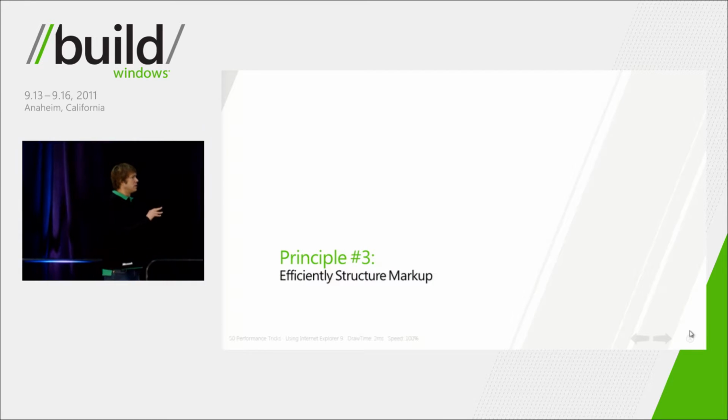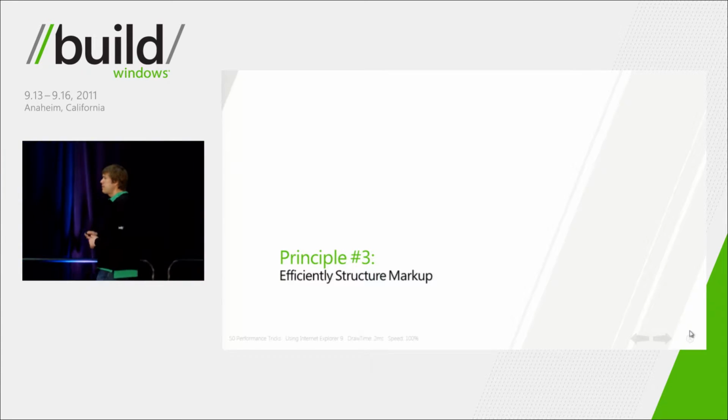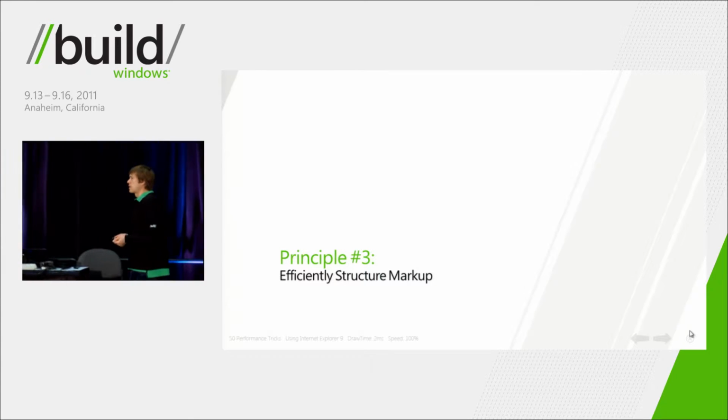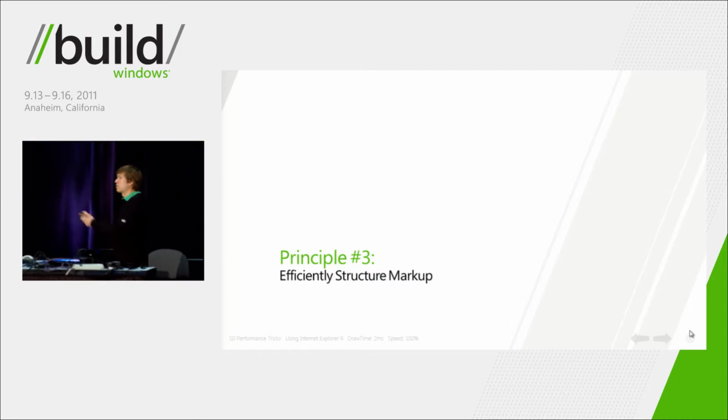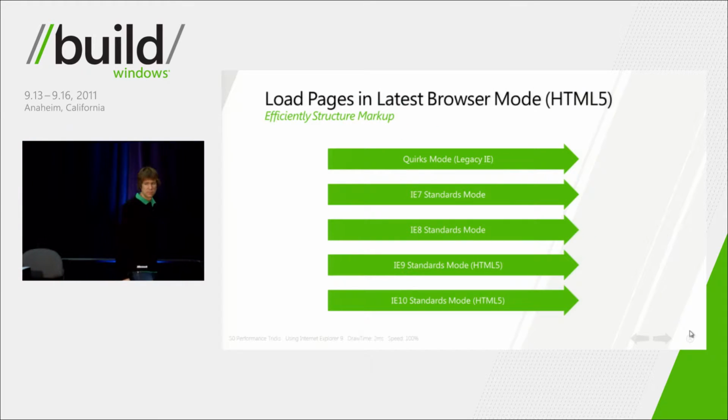OK, so principle number 2 was all about minimizing the bytes that we're downloading. Principle number 3 is about efficiently structuring our markup. So now that we're efficient on the network, we need to make sure that the HTML and CSS that comes back is efficiently structured to be quickly rendered to the screen.